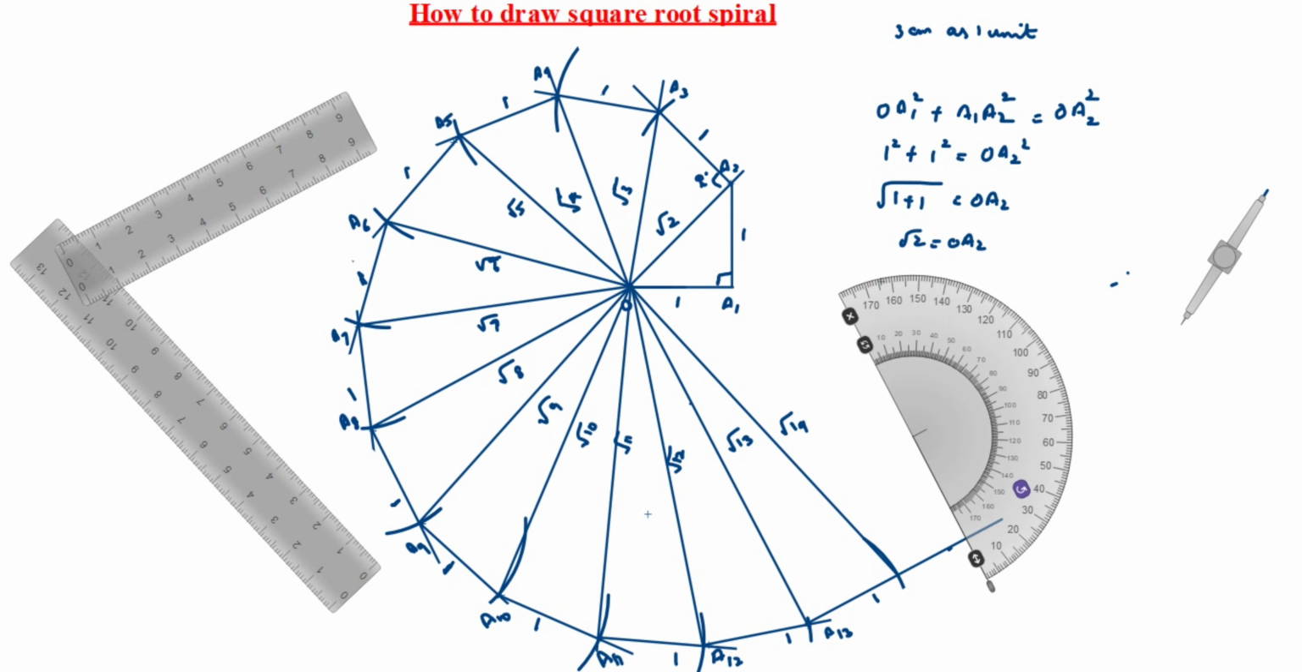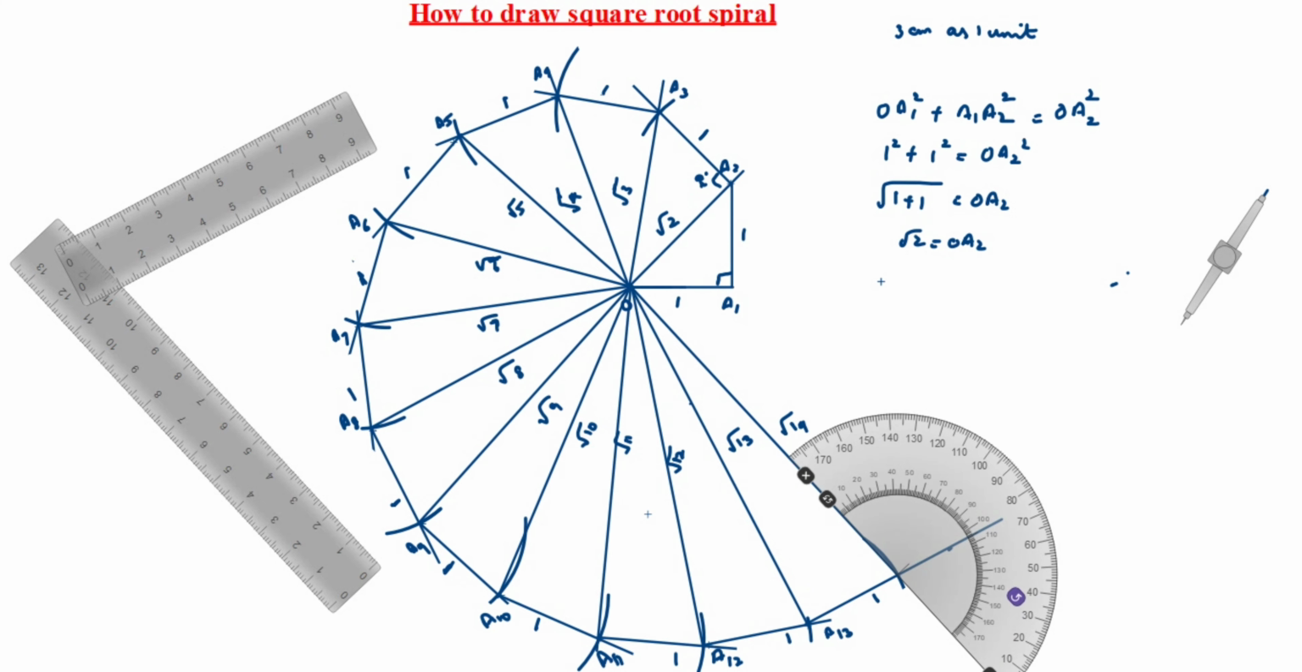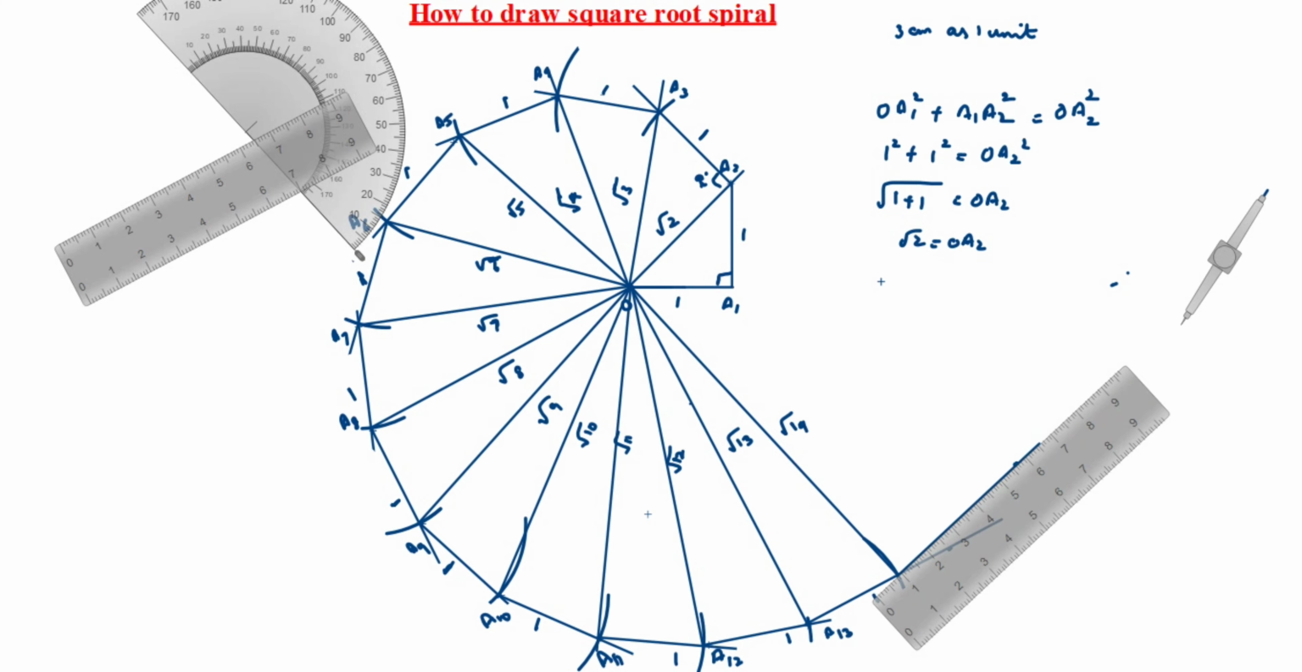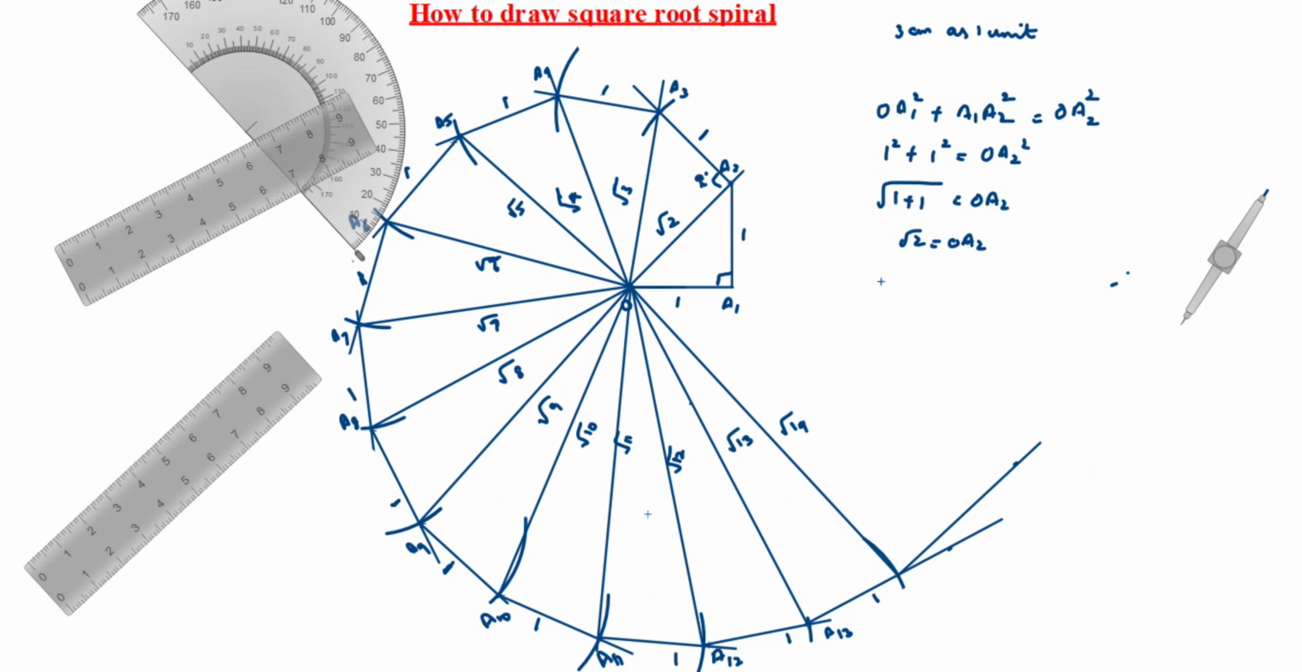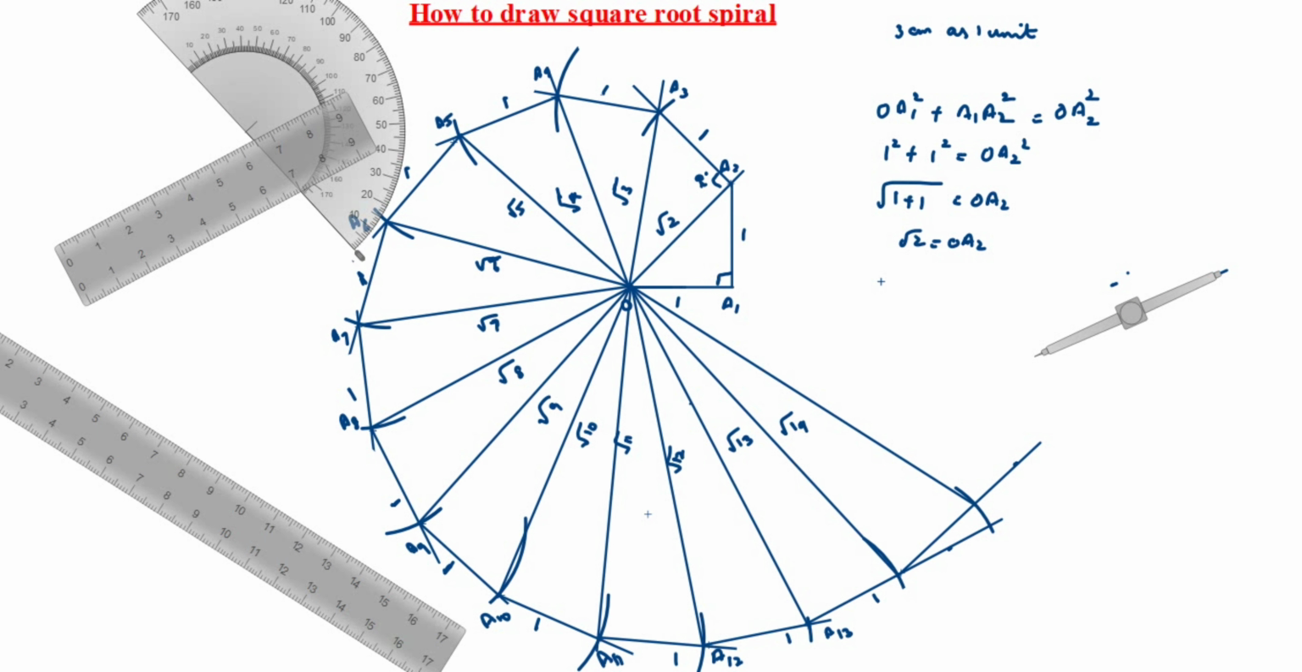Take the protector and keep the protector OA14 as a baseline and mark the point perpendicular, that is 90 degree at A14. Using scale to join the point. Next take compass and keep compass tip at A14 and reduce to 3 cm and draw an arc. Using scale to join the points. Here is 1. Write the naming A14, A15. This is root 15. Next we will draw root 16.